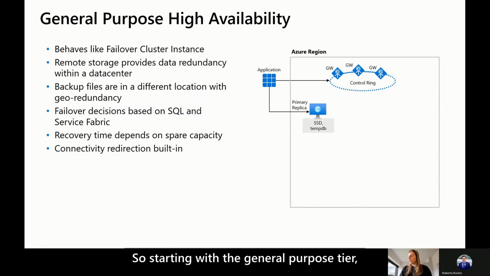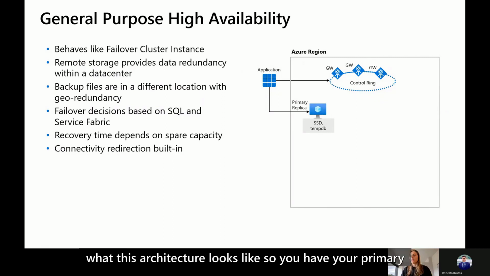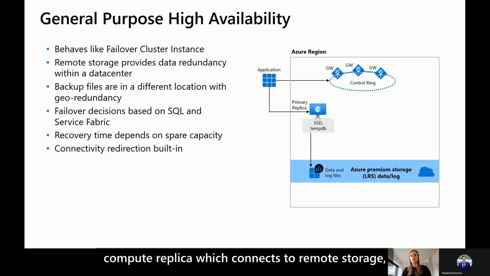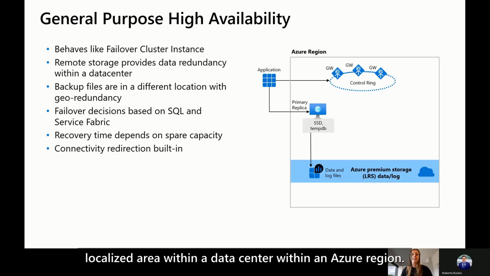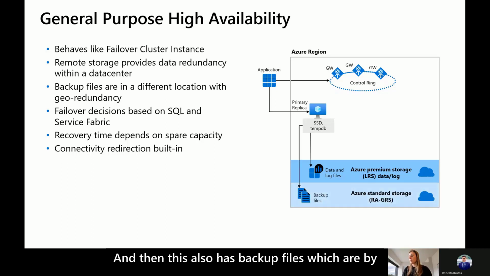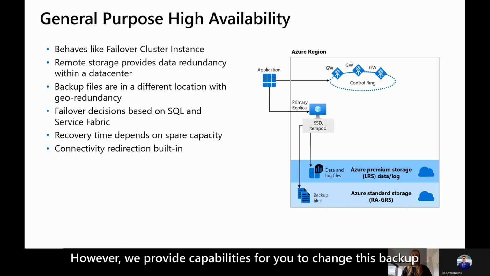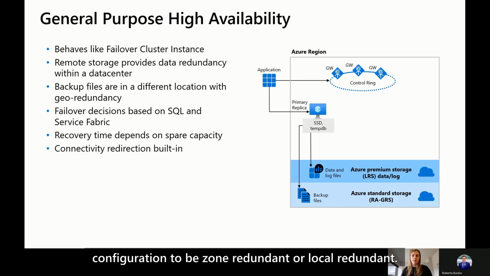So starting with the general purpose tier, what this architecture looks like: you have your primary compute replica, which connects to remote storage, which uses locally redundant storage. So that's replicated within your same localized area within a data center within an Azure region. And then this also has backup files, which are by default configured to be geo-redundant. However, we provide capabilities for you to change this backup configuration to be zone redundant or locally redundant.